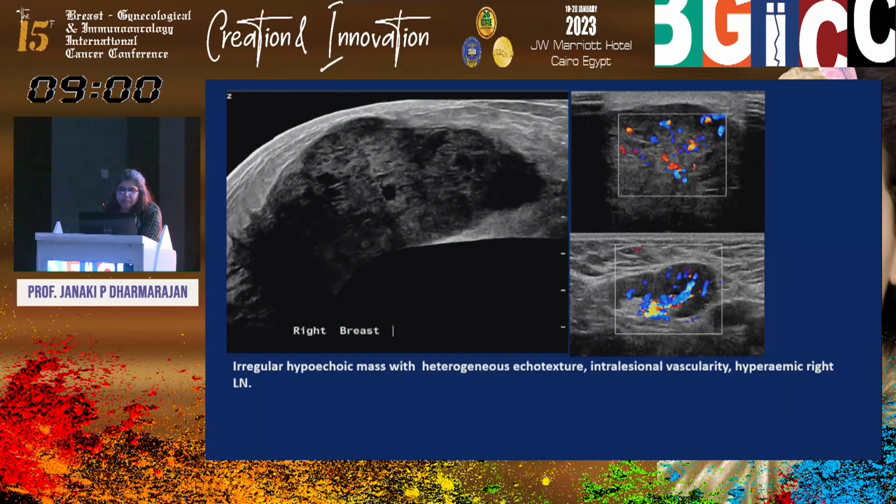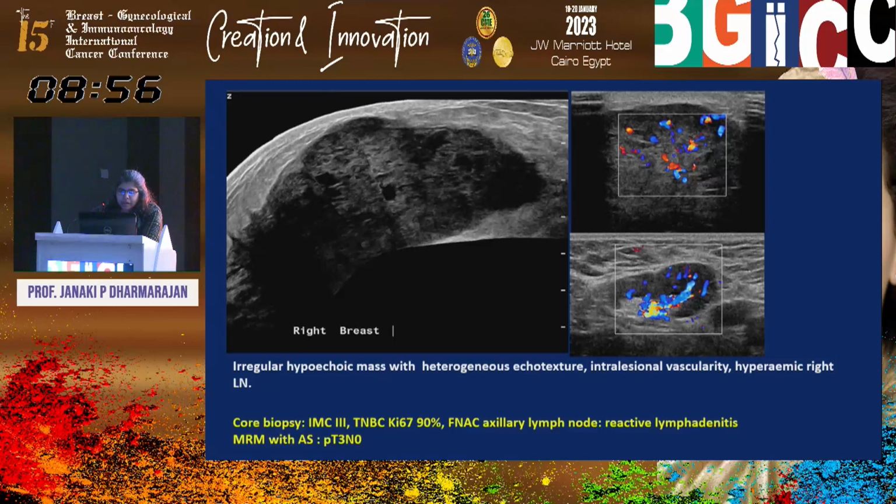Ultrasound showed a mass with irregular margins, and it's quite vascular, and the lymph nodes were hyperemic. Core biopsy showed invasive mammary carcinoma, triple negative, again with a high proliferative index. But again, FNA of the lymph nodes showed only reactive lymph nodes. But in view of the initial lesion size at presentation, and especially the T3 lesions, we do go ahead with an axillary sampling.